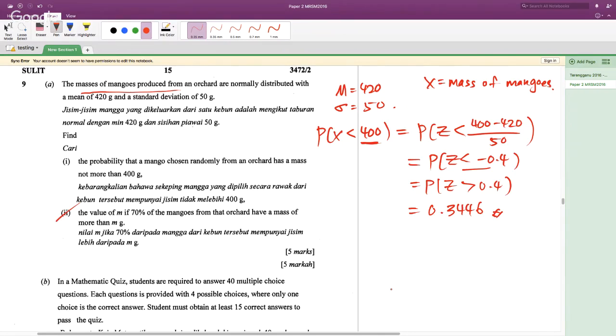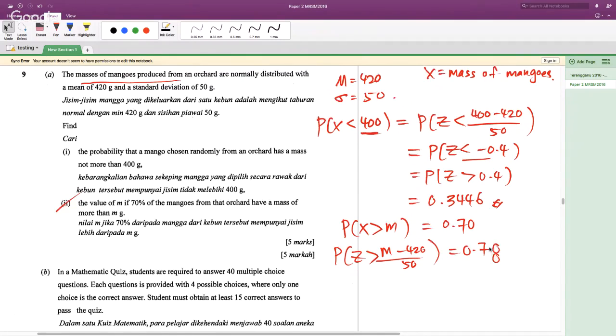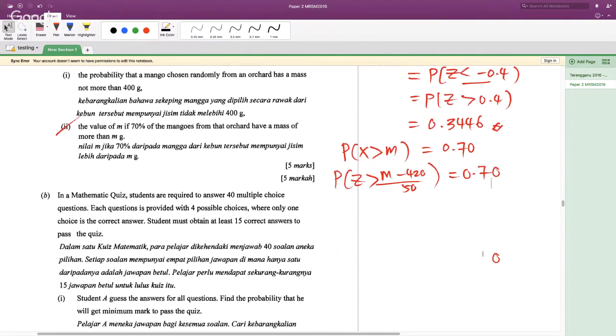If the value of m is 70%, find the value of m, if 70% of the mango from Oscar has a mass more than m. So therefore, I know the mass is more than m, and I will get 70%. It will be 0.70. Okay, so what we will do here is change it into the z. The same thing, I will use m minus mean, mean is 420, over standard deviation equals 0.70. Then I will try to sketch out the graph to see what happens.